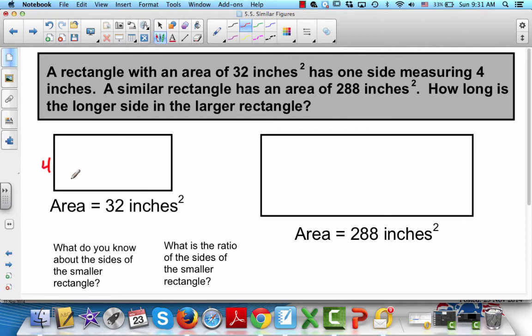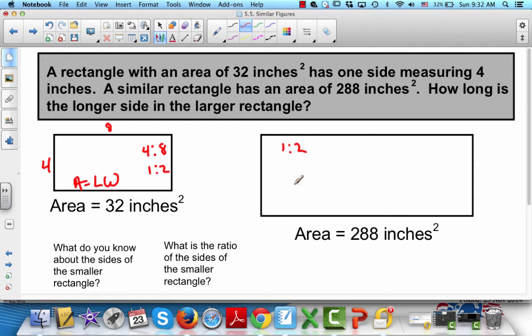We know the area is 32, and we know the area equals length times width. So if area is length times width, then 4 times something is equal to 32. 4 times what is equal to 32? Right, 8. So what is the ratio of the sides of the smaller triangle? The ratio is 4 to 8, or if we simplify that, 1 to 2. So if these two are similar, then the sides of the larger one will also have a 1 to 2 ratio.